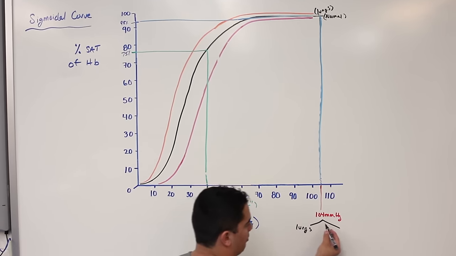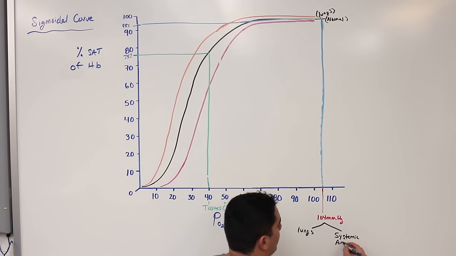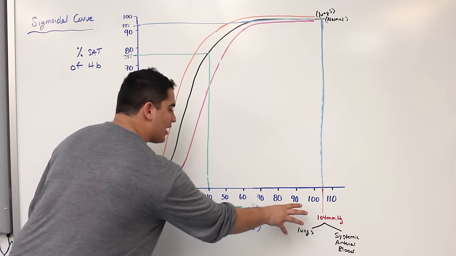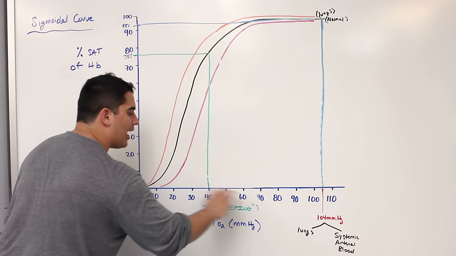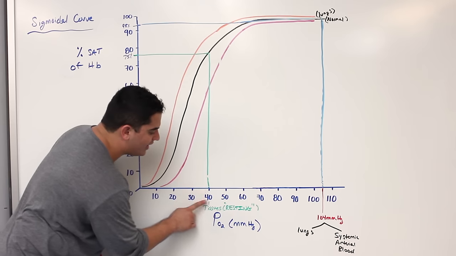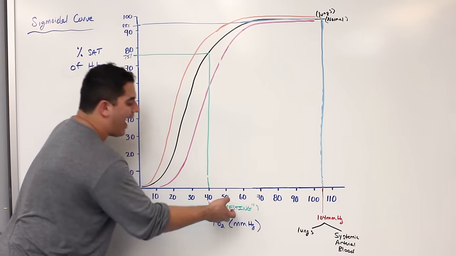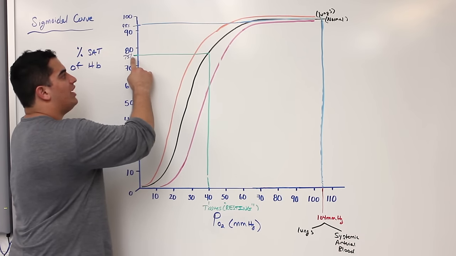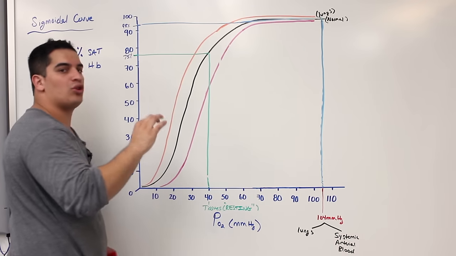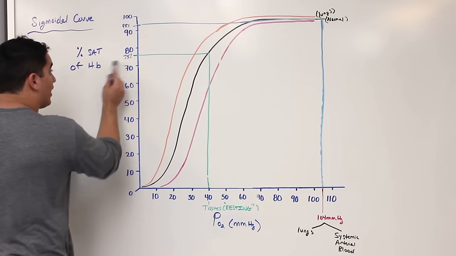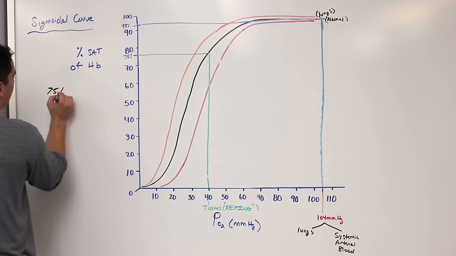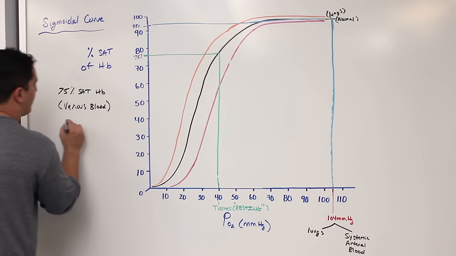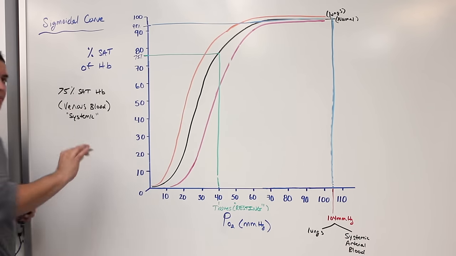The other place where it's 104 millimeters of mercury is the systemic arterial blood. The systemic arterial blood is taking the oxygen in the form of the blood to the tissue cells and dropping that oxygen off to the tissue cells. The normal partial pressure of oxygen in the tissues is 40 millimeters of mercury. Now, after the gas exchange occurs, after the oxygen has been dropped off to the tissues, the percent saturation of hemoglobin is 75%. But that 75% is no longer in the arterial blood. That 75% saturated hemoglobin is for the venous blood, and even more specifically, for the systemic or peripheral venous blood, okay?